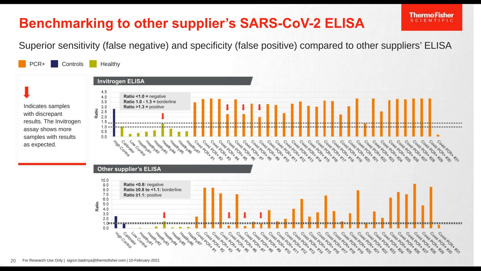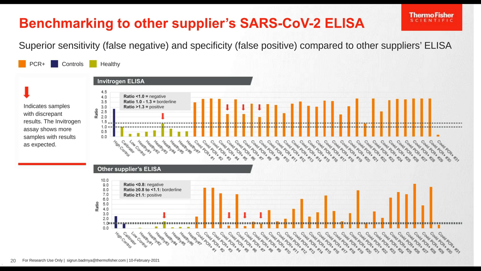Benchmark testing of the Invitrogen branded ELISA to an assay of another supplier currently on the market showed some discrepant results for certain samples as indicated by the red arrows in the 2 graphs. So one healthy negative sample that was identified as borderline in the Invitrogen assay indicated in green in the upper bar chart, however, was found to be above the set cutoff and thus identified as false positive in the competitor assay as presented in the bar chart below.